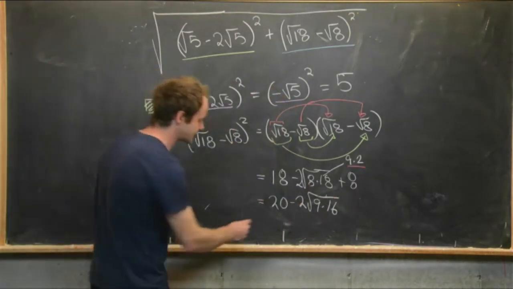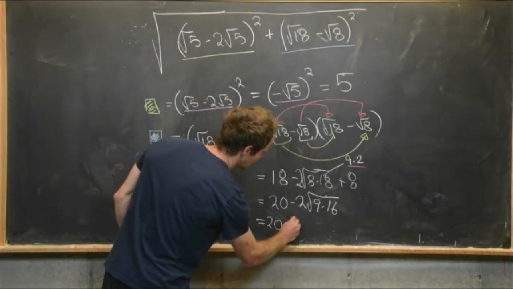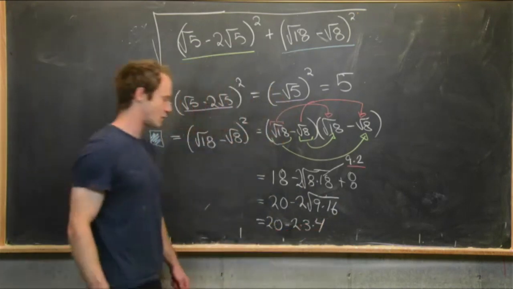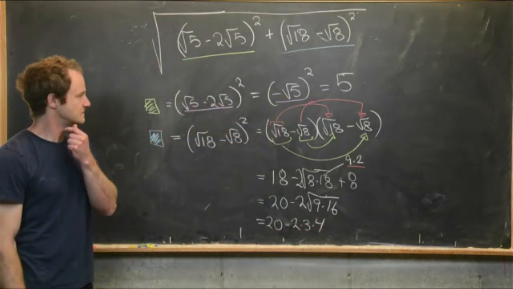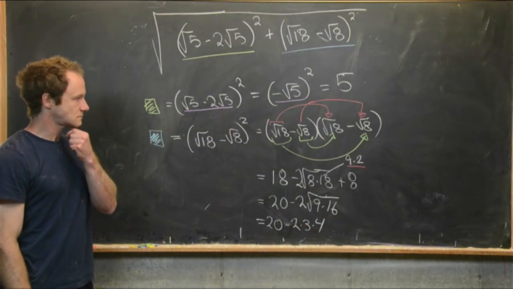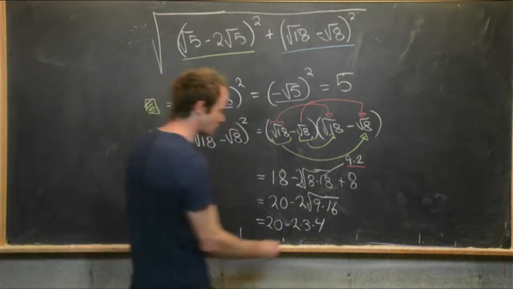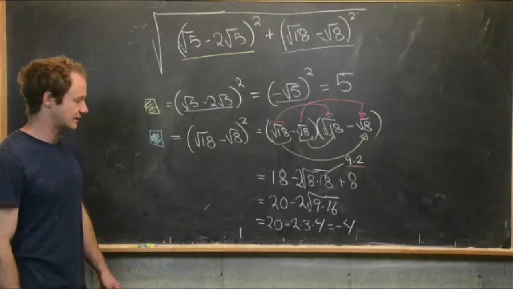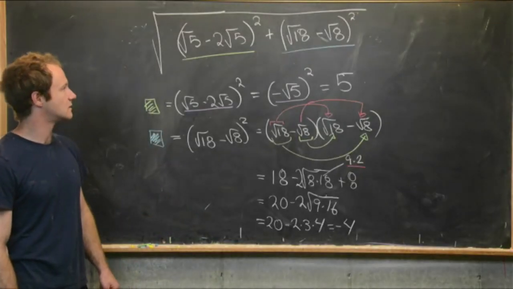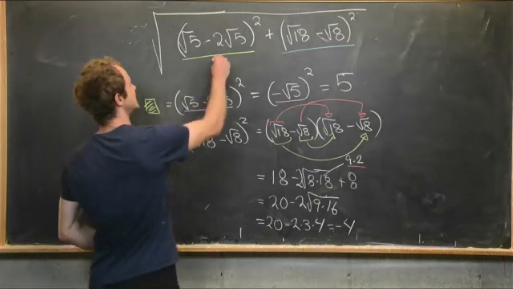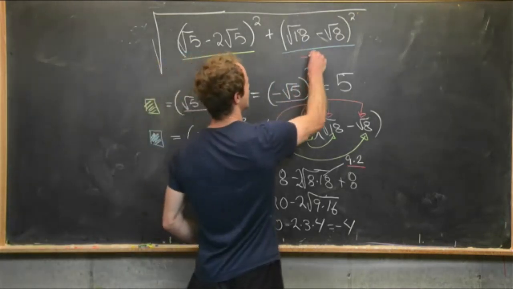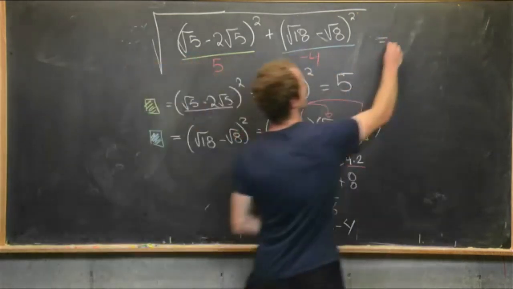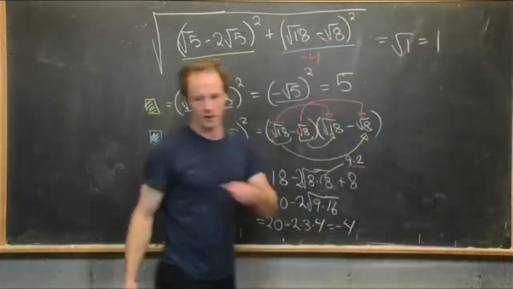But now both of those have square roots. So this is going to be 20 minus 2. The square root of 9 is 3. The square root of 16 is 4. So it's 20 minus 2 times 3 times 4. So that's 20 minus 24. So that's negative 4. So notice that we just figured out that this whole thing was 5, this whole thing was -4, which means that this whole thing adds up to the square root of 5 minus 4, which is the square root of 1, which is 1.